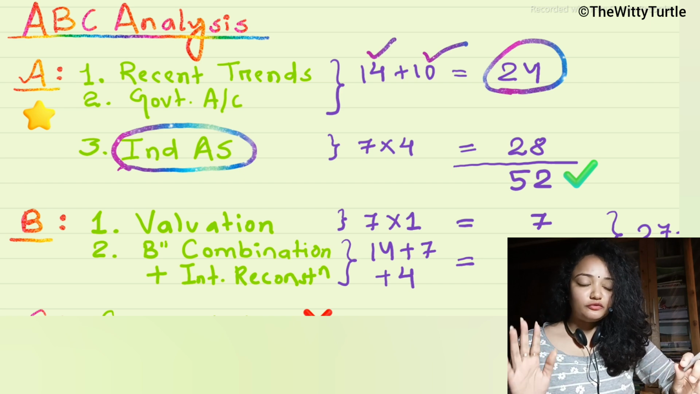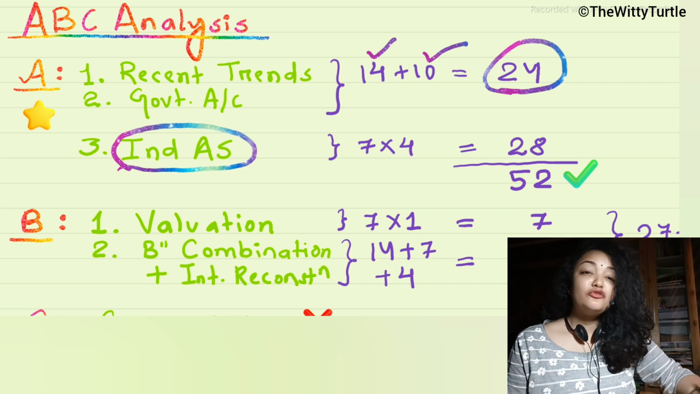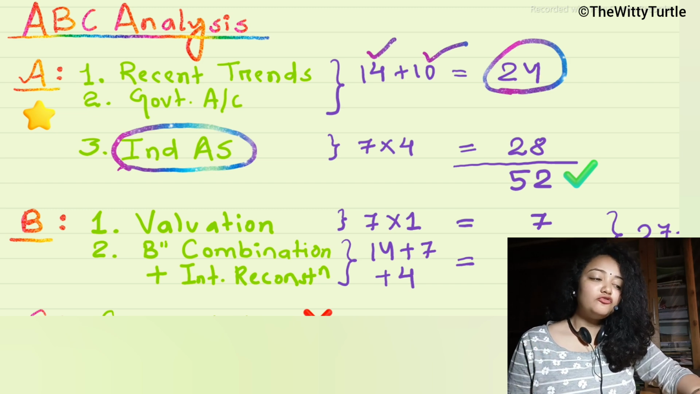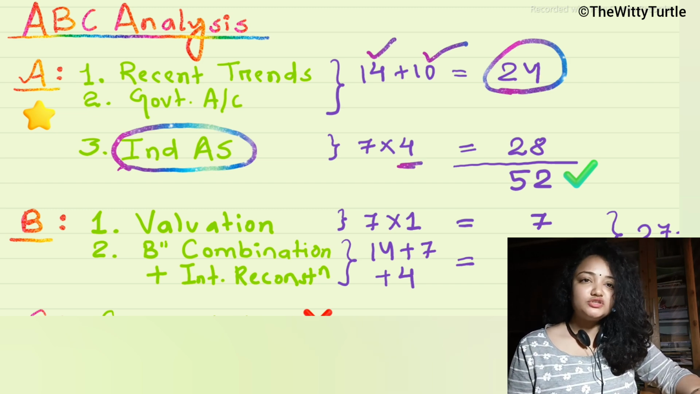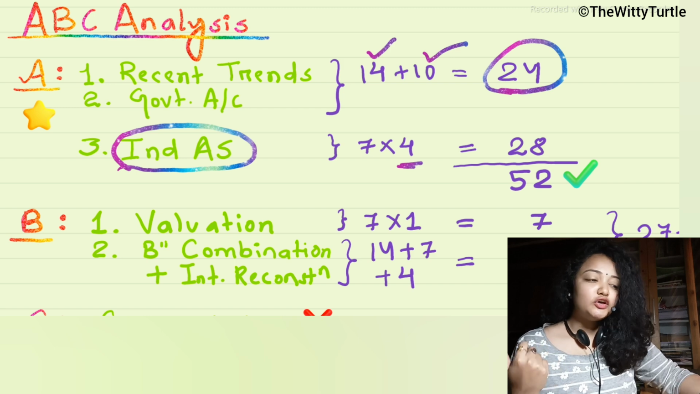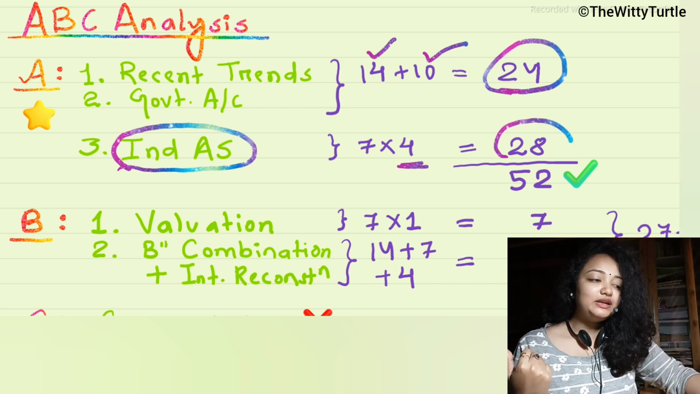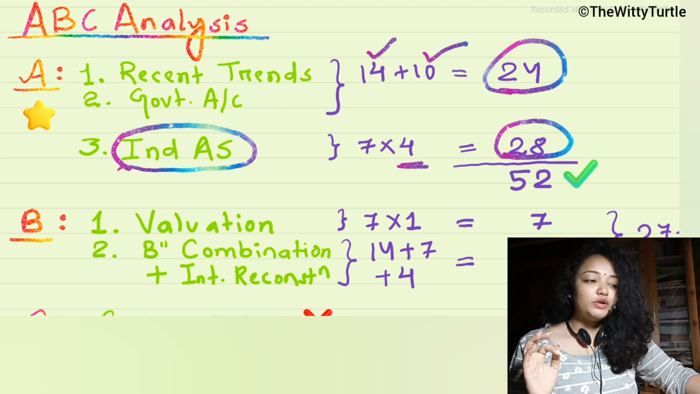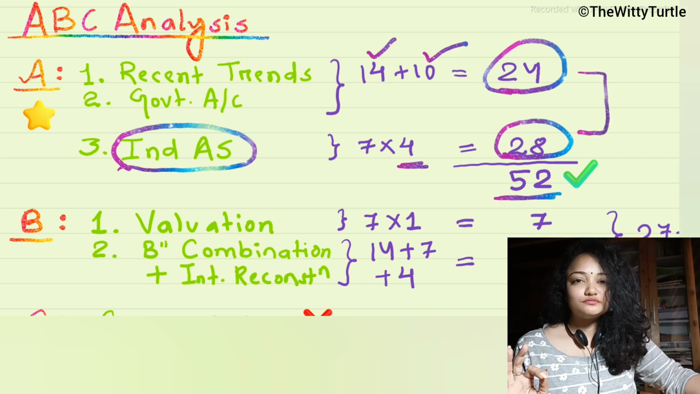You just need to wait for a few minutes. I'll be telling you that also. From Ind AS, you are getting four questions, seven marks each. So you are getting a total of 28 marks, right? So 24 plus 28, what is the total? 52. Out of 70, you are getting 52 marks from these A category chapters, right?